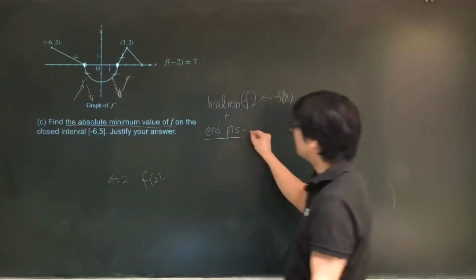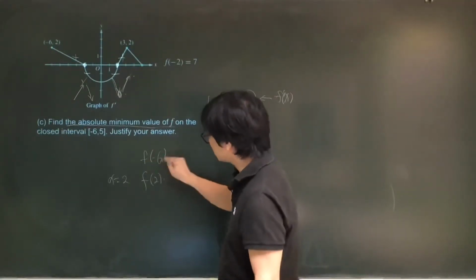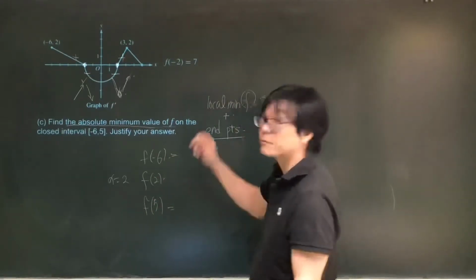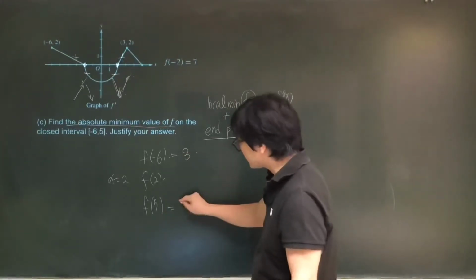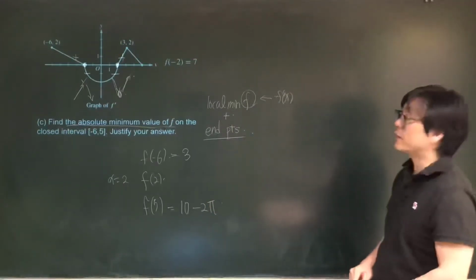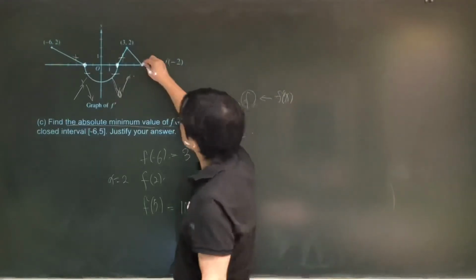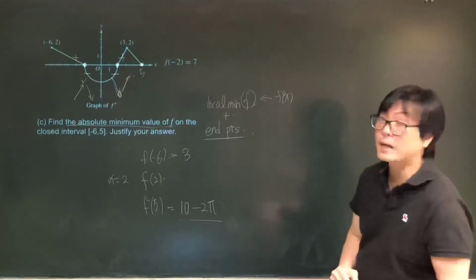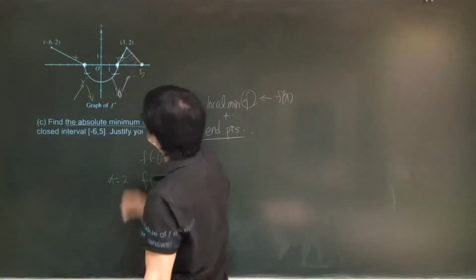And now, do not forget about the endpoints. Here, f of negative 6 and f of 5. We found these 2 points from part A. f of negative 6 was 3 and f of 5 was 10 minus 2 pi. Now we need to find only f of 2. Since I already know the value at 5, which is 10 minus 2 pi, I will use this value to determine f of 2.